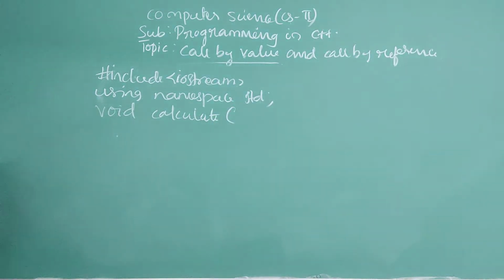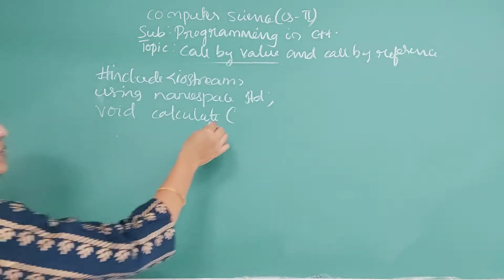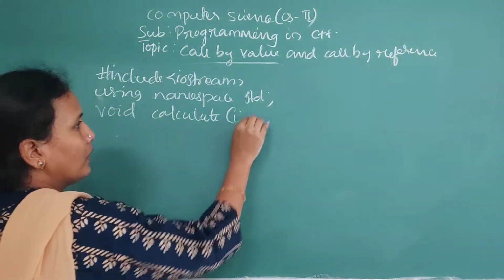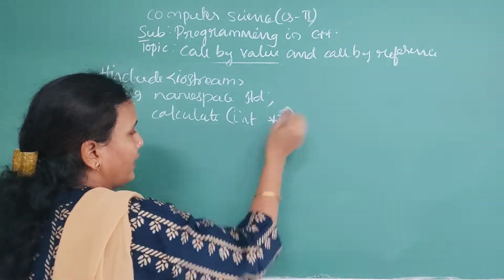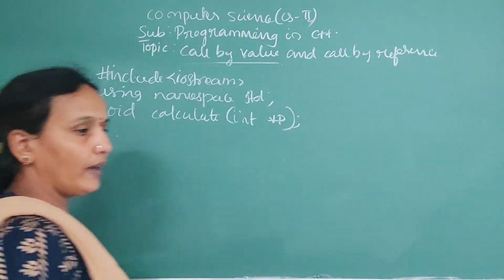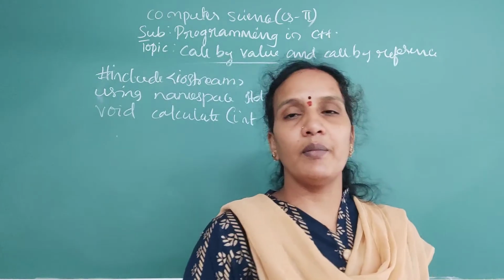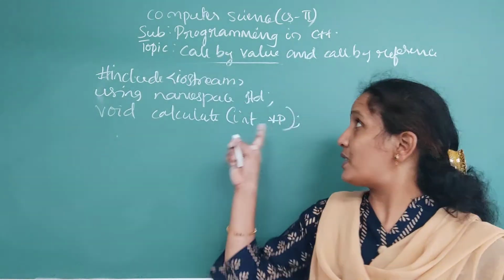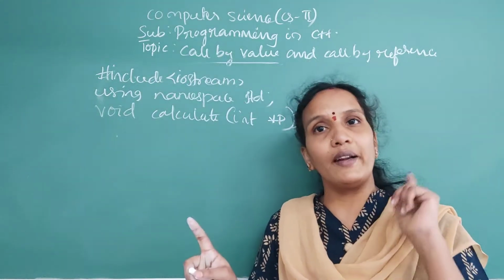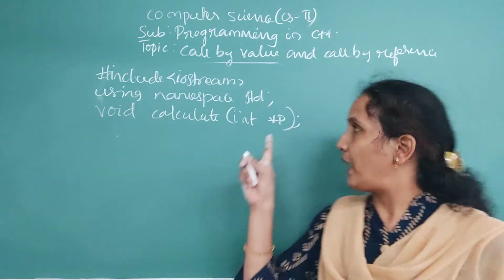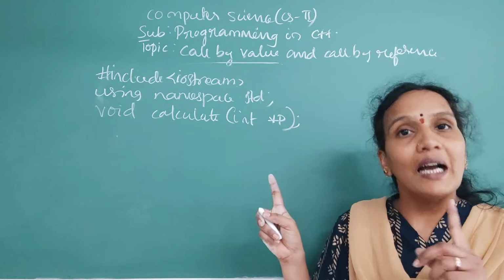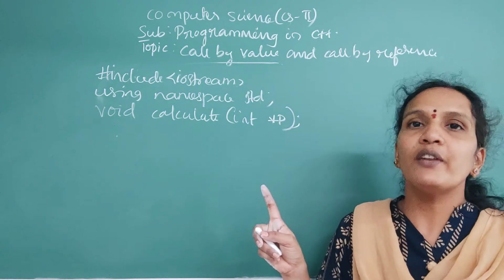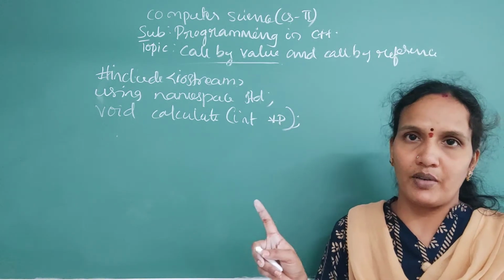Void calculate. Here I will give the pointer variable as the parameter instead of a normal variable. Why am I giving a pointer variable here? Because this variable is used to store the address of another variable. Actually, this is a user defined function variable, and it is used to store the address of the main function variable, that is the actual parameter.